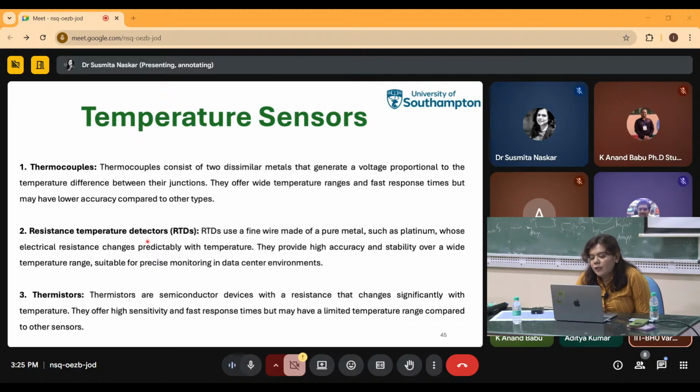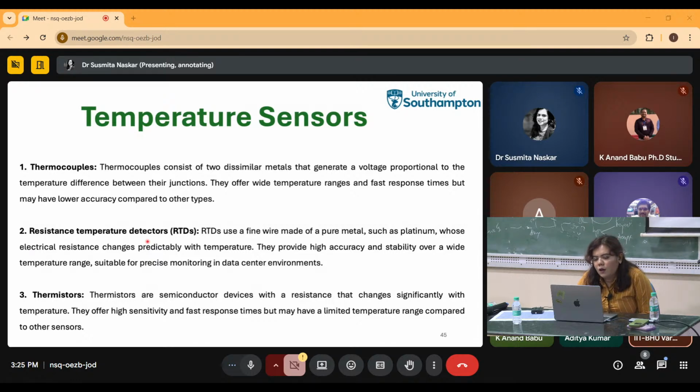Then another important type of temperature sensor is the resistance temperature detector, which we also call an RTD. These are often made of platinum, whose electrical resistance changes predictably with temperature. They provide very high accuracy and very good stability over a wide range of temperature. So that makes them ideal for applications where you need precise monitoring, like data centers or sensitive industrial processes. So that is thermocouple sensors, and then resistance temperature detectors.